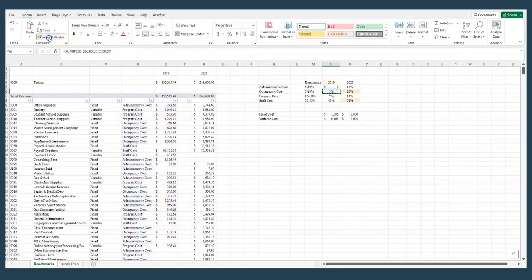And that's where we get back to wanting that to be a percentage. And so we can see it's 5% of revenue. And we can do the same thing with the occupancy, with the program, and with the staff. The only thing is, if you don't want to have to build out every single one of these formulas individually, there are a few things you have to do in here.